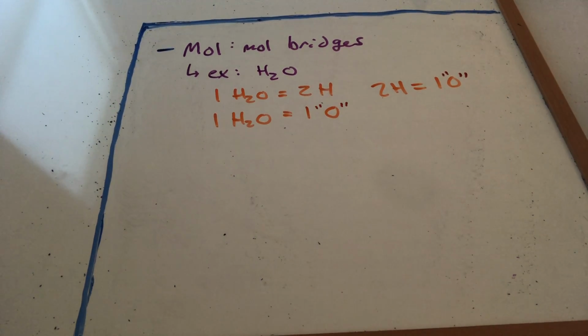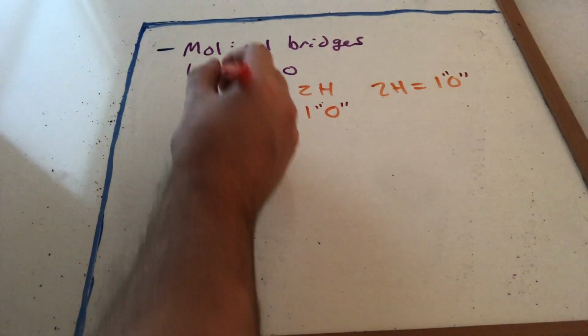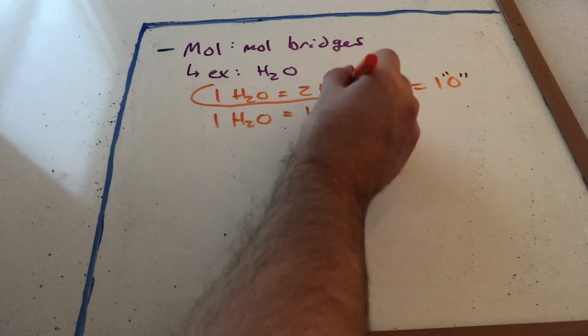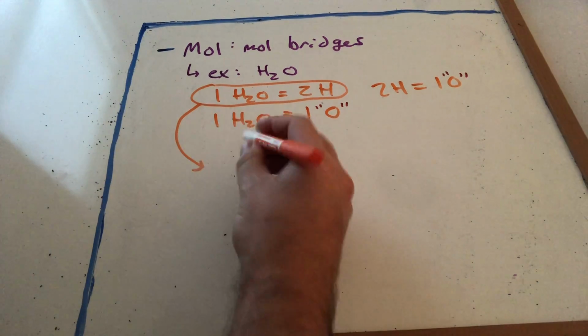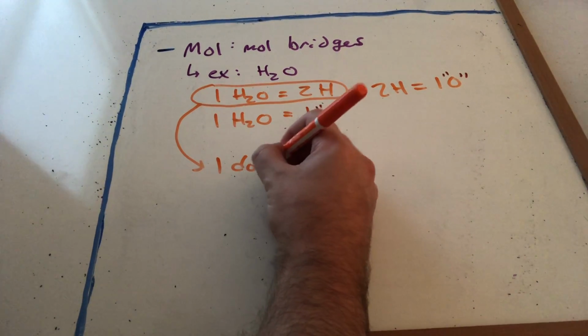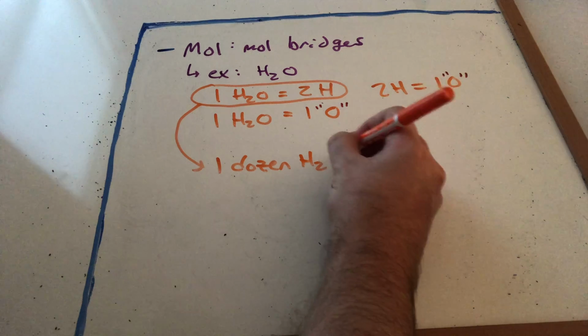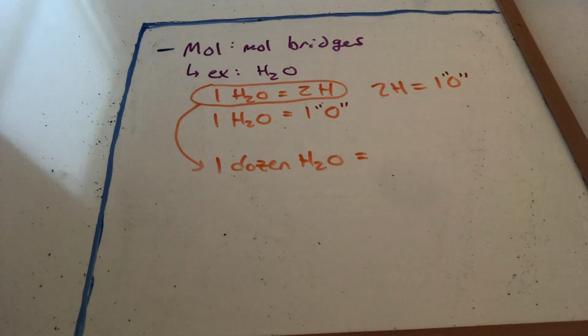Now, what if we had a dozen waters? Let's take a look at this expression right here. If I had 1 dozen waters, how many dozen H's would I have?